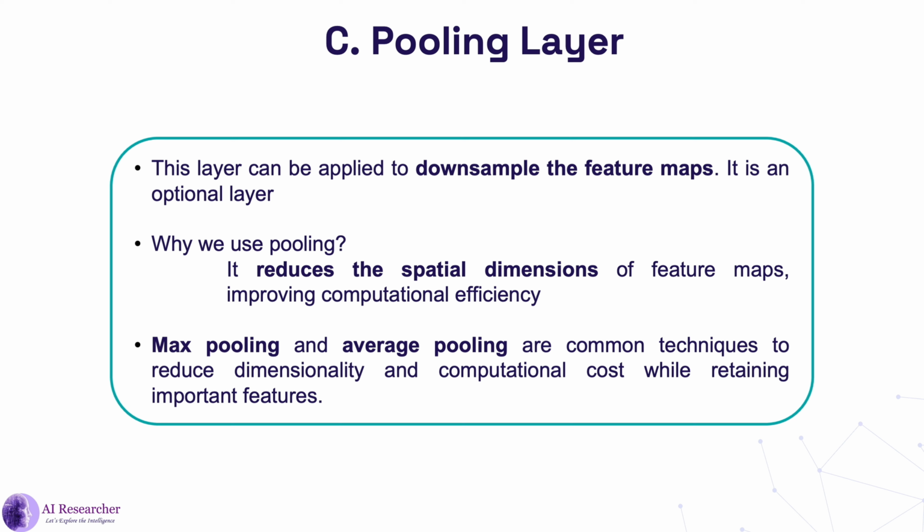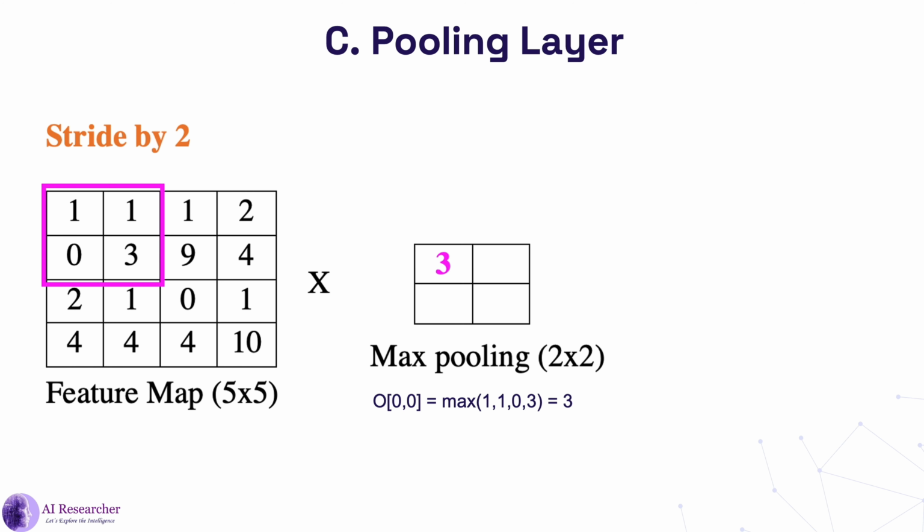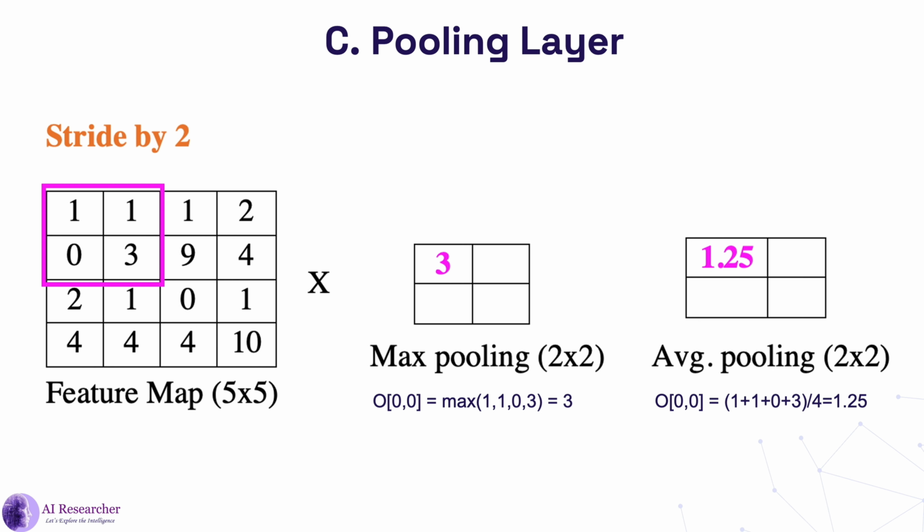So here I provided the function that we are going to use to implement the pooling layer in our program, that is max pooling 2D of size 2 by 2. Let's see the mathematics behind pooling. So here we have a 5 by 5 feature map, and we will use a 2 by 2 window with a stride of 2 to reduce the dimensionality.